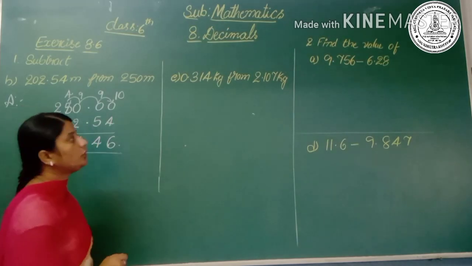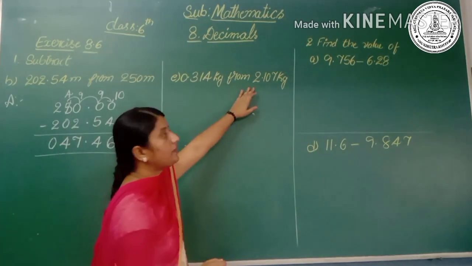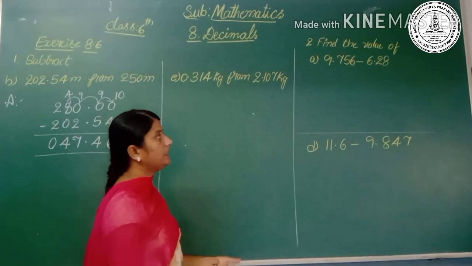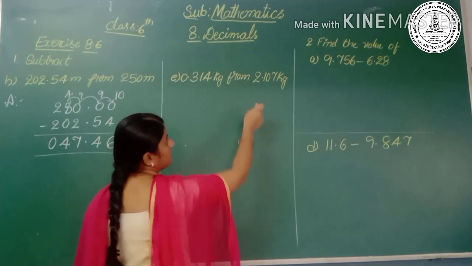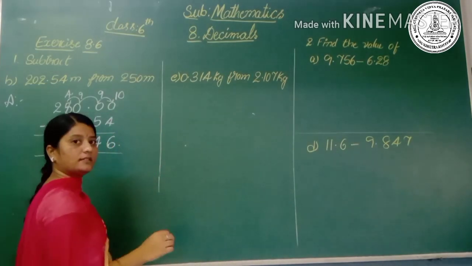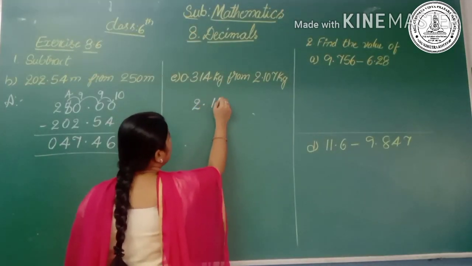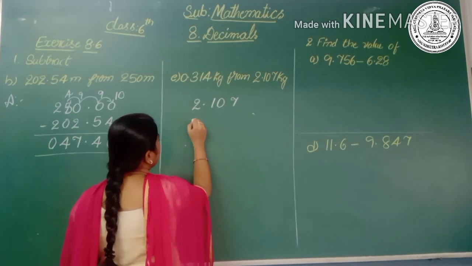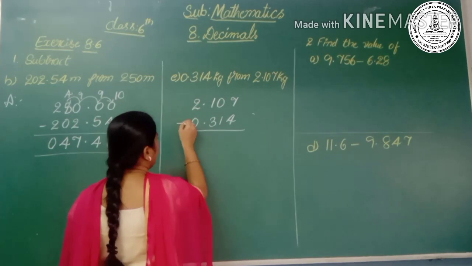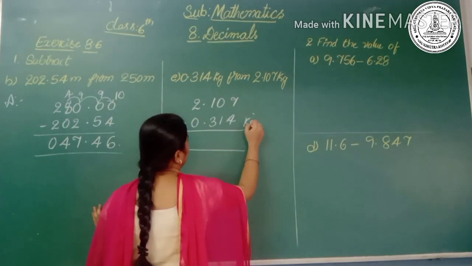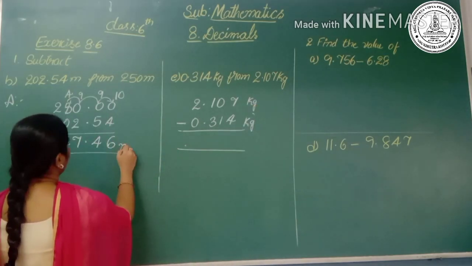Similarly, do the next question: 0.314 kg from 2.107 kg. So here we have to subtract from the minuend, that is 2.107 kg. Both the decimals are like decimals, so there is no need to add a 0 for the decimal places. Then write here 2.107 and 0.314. It is in kg. And here we have to write meter.